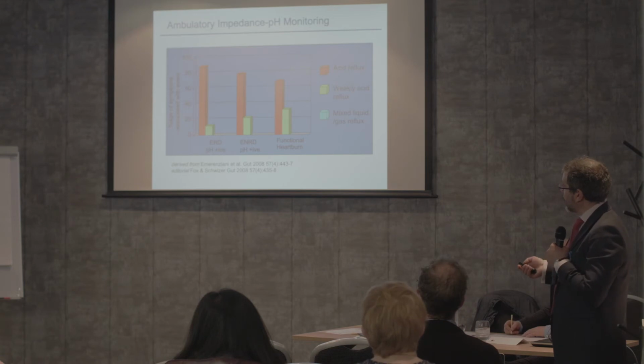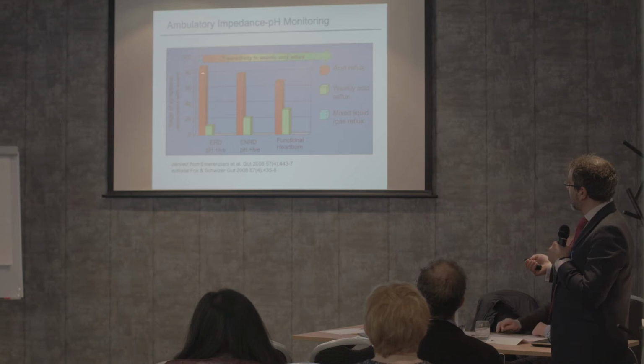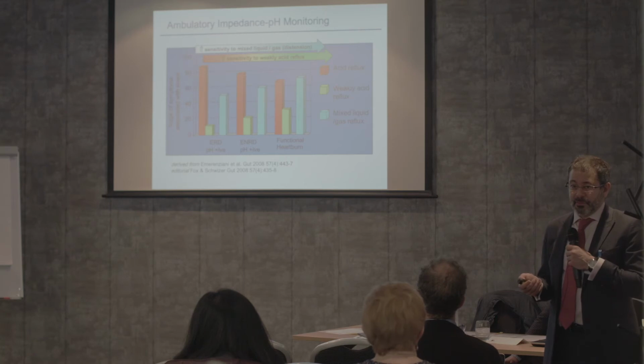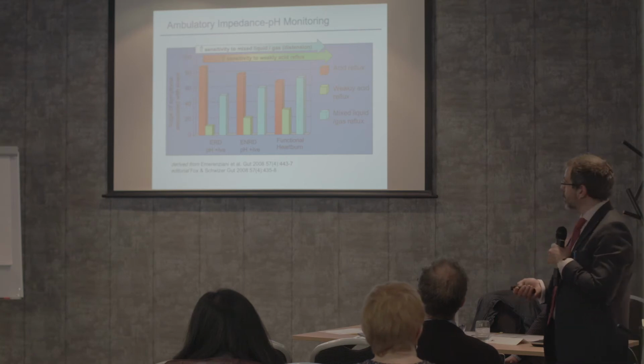And we know that as we go from erosive reflux disease to endoscopy negative reflux disease to functional heartburn, the likelihood of detecting acid reflux drops. The likelihood of detecting weakly acid reflux rises, and the likelihood of detecting sensitivity to mixed liquid and gas reflux increases. So that's why impedance is important.